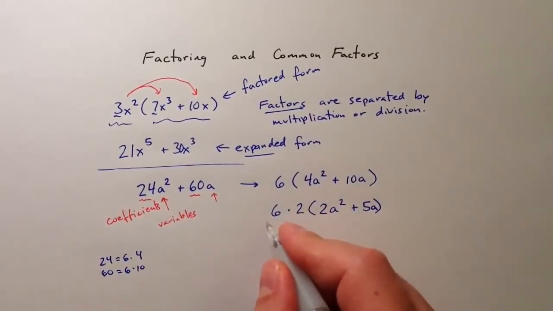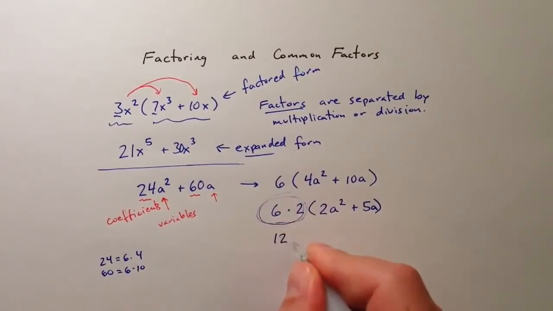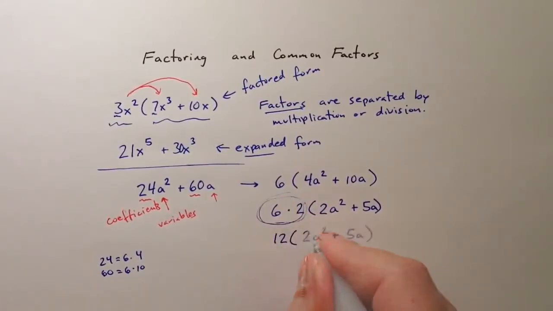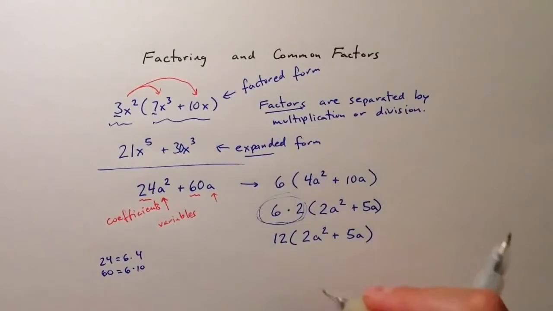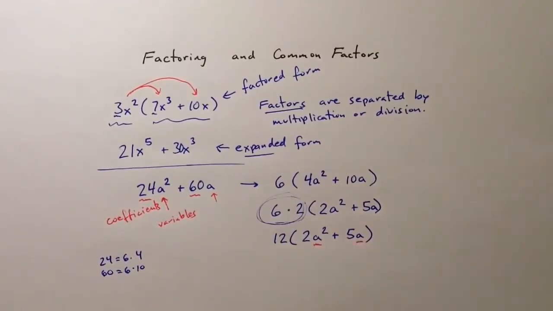Putting these together, because they're just numbers being multiplied together, I could turn that into a 12. But now looking at what's left behind, a represents some number. I don't necessarily know what it is, but a represents some number. In the first part of the expression I have a squared, so this would be a times a, and the second part of the expression is just 1a, and so I can factor out an a.